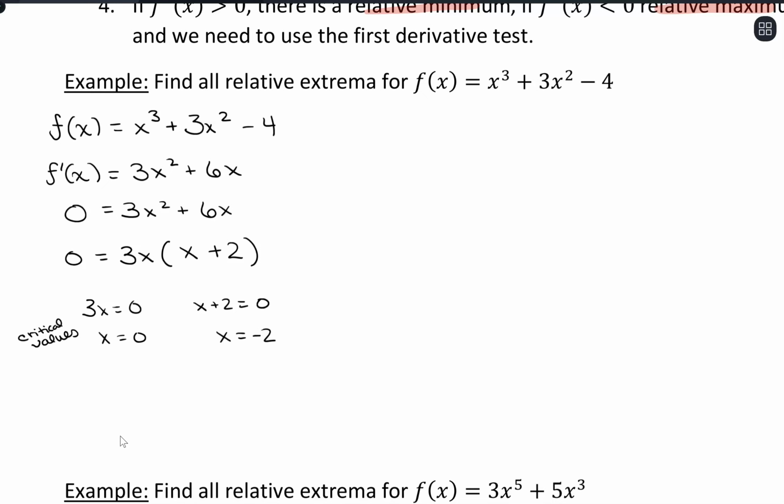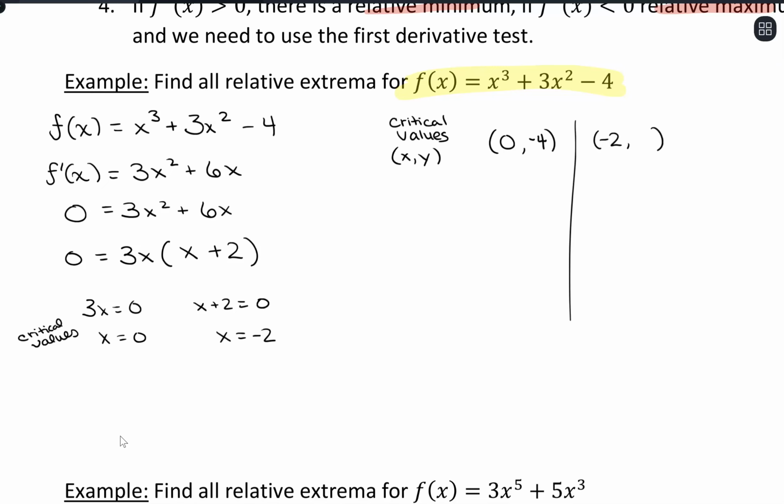So our table's going to look a little different here. On the table, it's not going to be intervals. What we're going to do is have the critical value coordinates. So I'm going to go ahead and do x, y. We have our x coordinates: an x coordinate of 0 and an x coordinate of negative 2. And to get the y coordinates, we're just going to plug into our function up above. If I plug in 0, that's not too bad. That's going to be a negative 4.